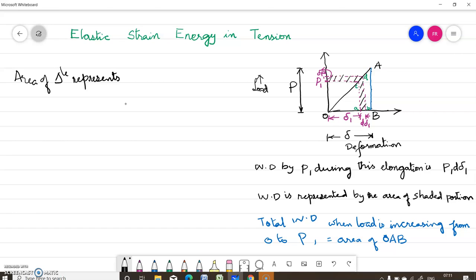In the earlier discussion of a bar in simple tension, we have seen that during elongation under a gradually increasing load, that is, if you have a bar subjected to a load which is gradually increasing, work was done on the bar, and this work is transformed either partially or completely into potential energy of strain, and this potential energy will be stored as strain energy.